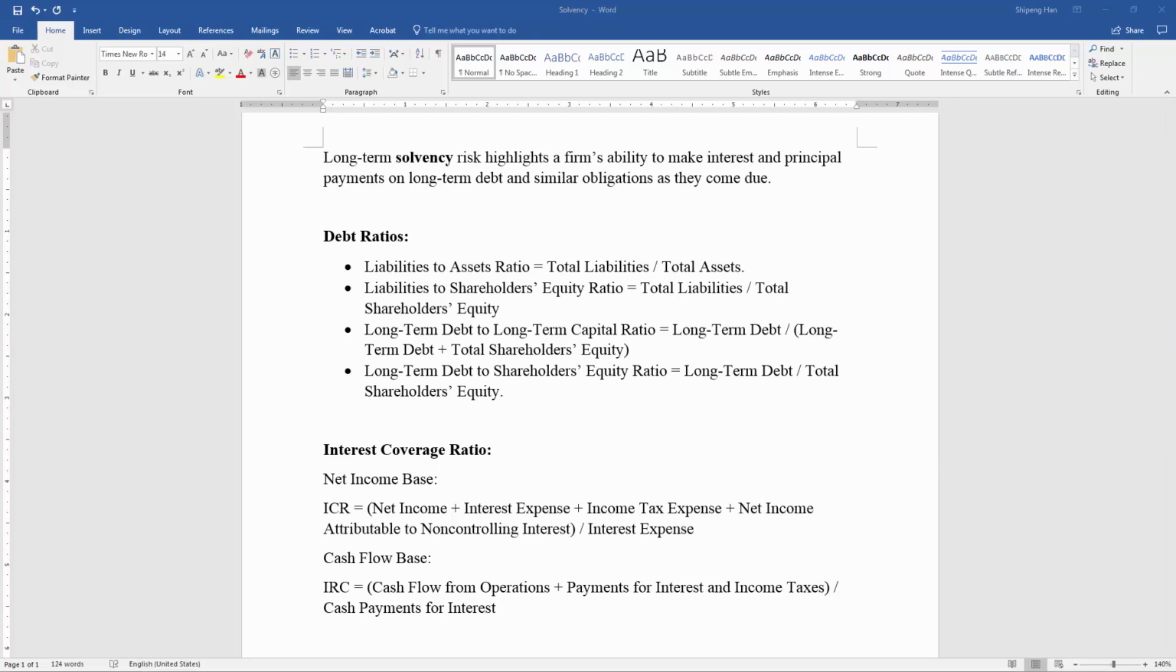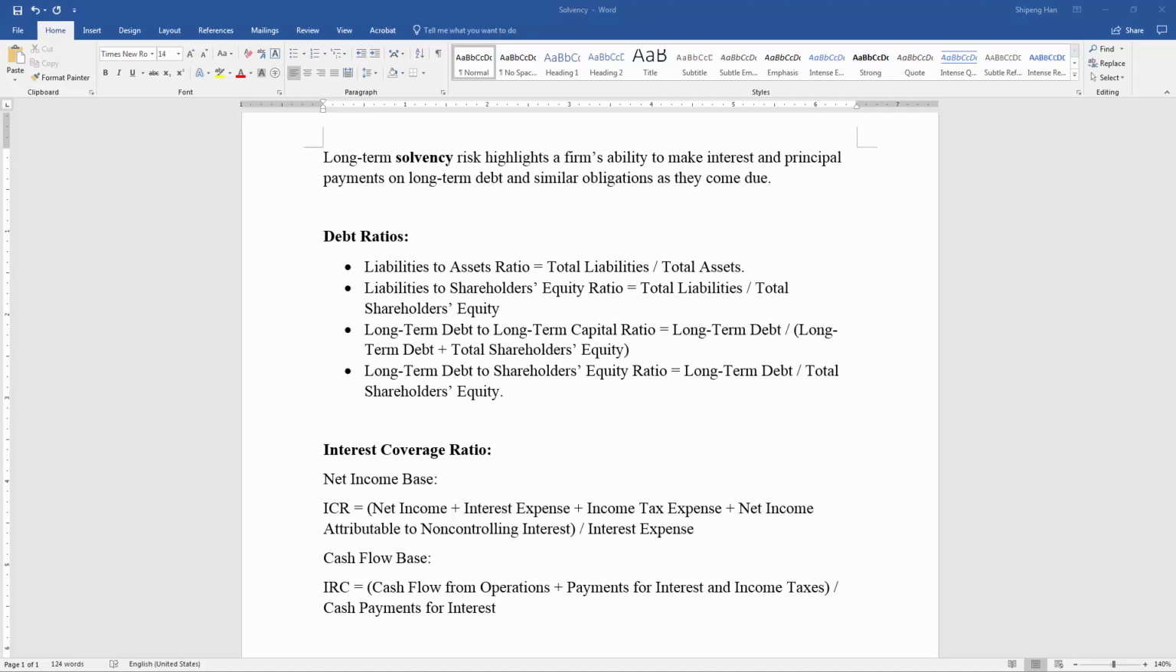So, solvency risk highlights the long-term financial obligation. It is also related to liquidity risk. Although long-term debt is not going to be due in a short time, long-term will become short-term sooner or later. Long-term debt will become current liabilities sooner or later. That's the relation between solvency risk and liquidity risk.